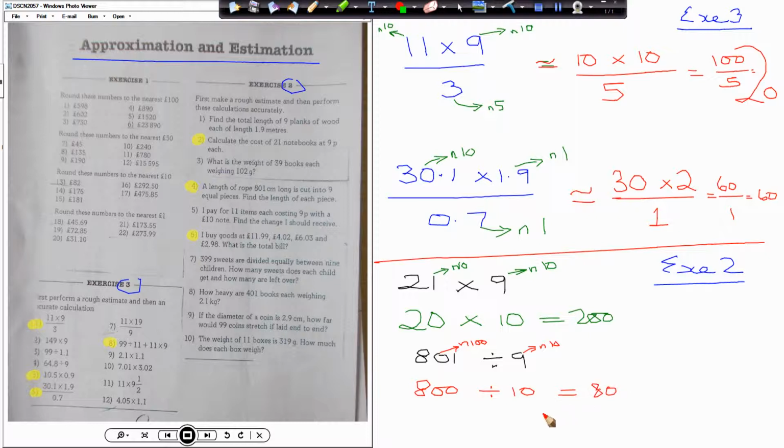Sounds like we've got American in the class. 80. I'm from California.